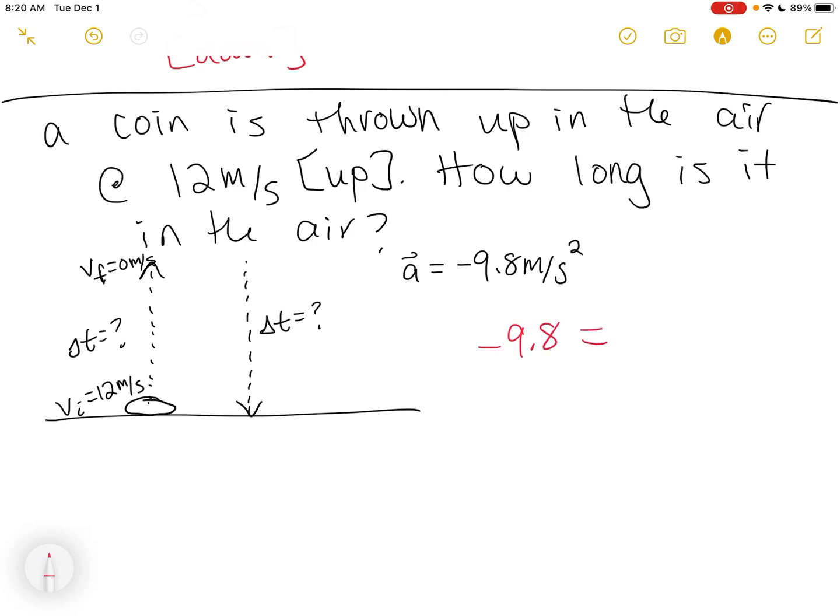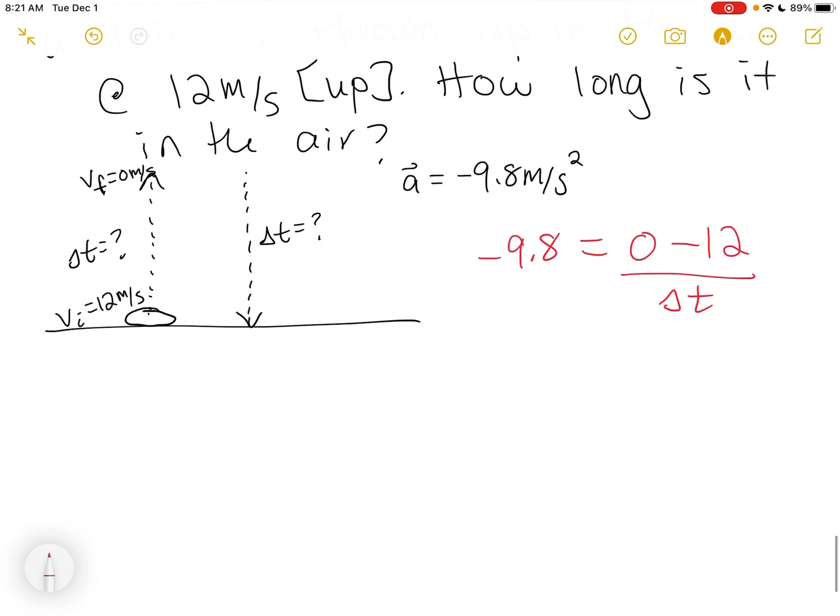So we are plugging in negative 9.8 for our acceleration. Our VF is 0. Our VI is 12. And then we don't know our time. So that means negative 9.8 times our time is going to be equal to negative 12. So that means our time is going to be 1.2 seconds.